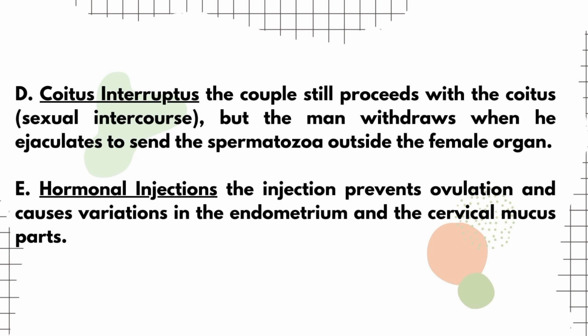Then the last part of natural method is the hormonal injections. The injection prevents ovulation and causes variations in the endometrium and the cervical mucus. Hormonal injection is a contraceptive injection to prevent pregnancy by injecting a synthetic version of the hormone progestogen called depomedroxyprogesterone acetate or DMPA, or commonly known as DEPO.